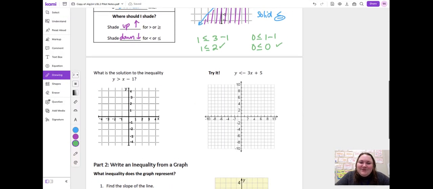There are two down here for you to try. This first one here is very similar to the one above. Go ahead, pause the video and see if you can identify what is different about this graph.